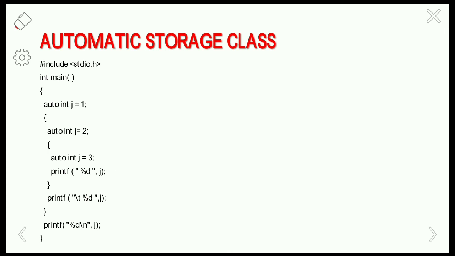Similarly, when you come out of the next block, that is j equals 2, after printing the variable j equals 2 here, it will get destroyed. And similarly, after printing the j equals 1 value and coming out of the block, this variable, that is j equals 1, will get destroyed. Okay, so like this the lifetime is available only up to that particular block. So this is about the automatic storage class.